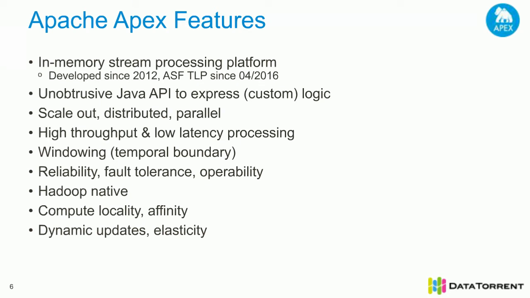So, some of the Apache Apex features to recap: it's an in-memory stream processing platform. It was developed since 2012, and it became an Apache top-level project in April. It provides an unobtrusive Java API to express custom logic, and that's important. I mean, how easy is it to actually write custom business logic? In Apex, you can do that. Writing an operator is relatively easy for a Java programmer. It is a scale-out architecture. It's distributed in parallel. It supports high throughput and low latency, as we discussed.